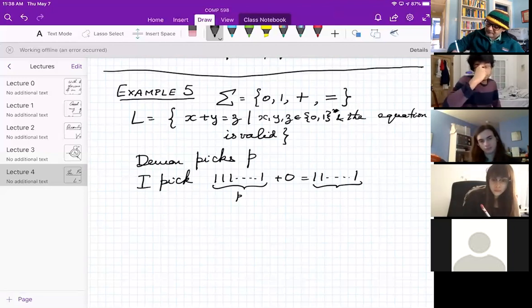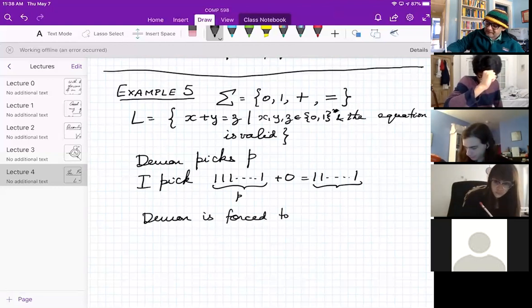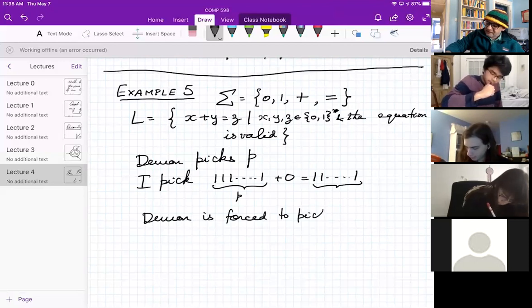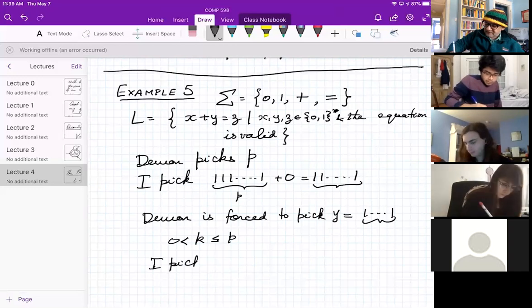So Demon is forced to pick y equals 1, some k of them, where k is strictly greater than 0 and less than or equal to p. So I pick any i not equal to 1 to win.